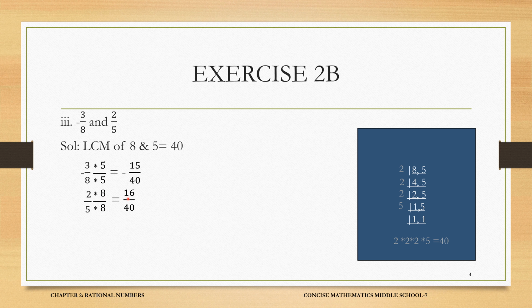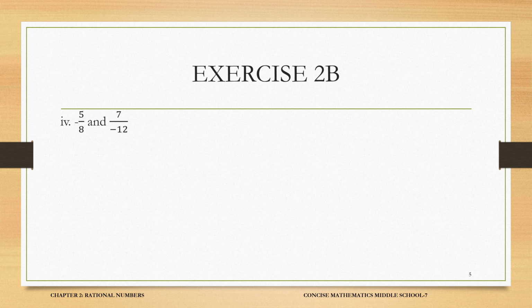Now it is very easy to compare these two rational numbers. Here 15 and here it's 16. Sorry, here it's minus 15. So which number is greater? We know that 16 is greater and minus 15 is less. That means minus 15 by 40 is less than 16 by 40. Hence, minus 3 by 8 is less than 2 by 5. Let's move on to the fourth question.